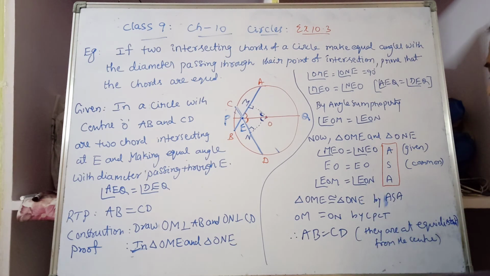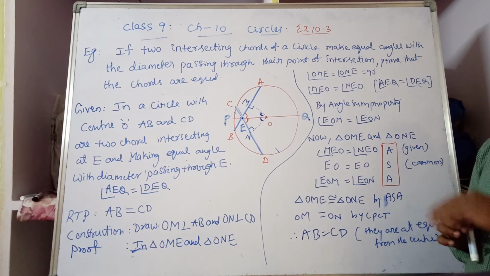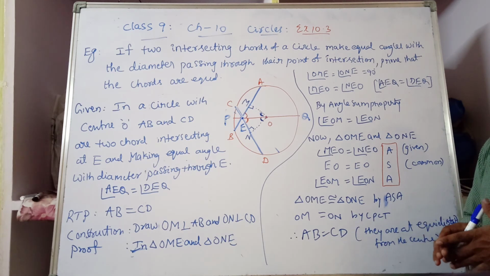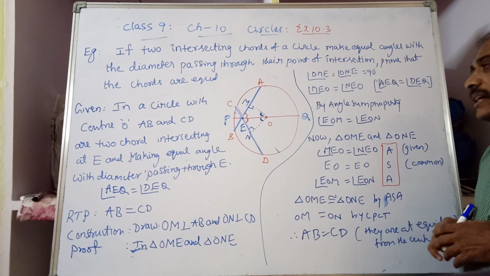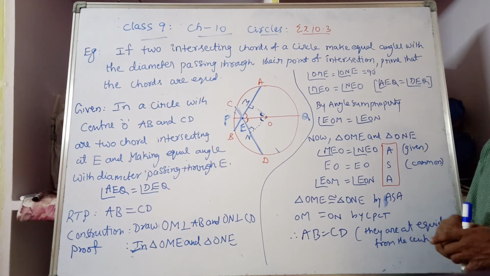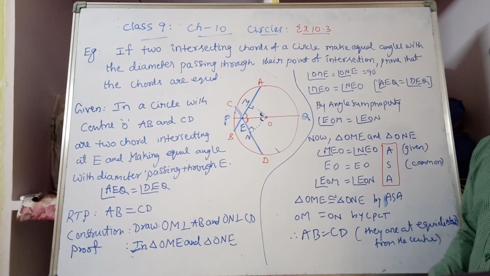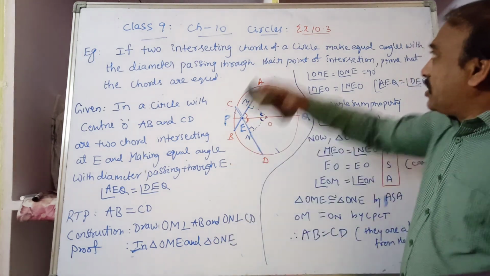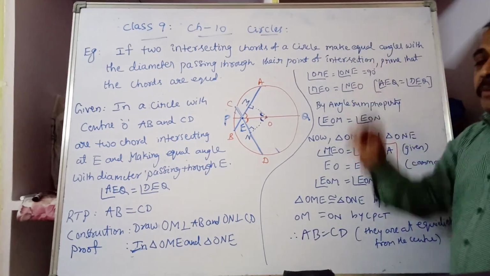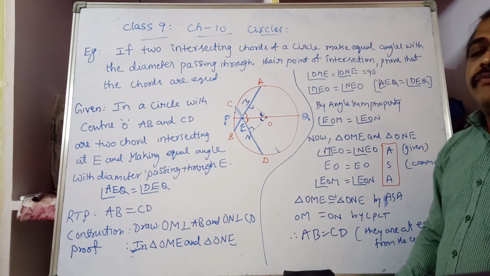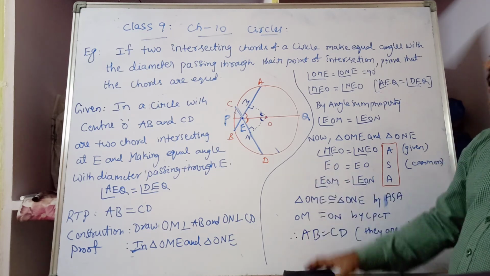So today we have discussed two theorems: 10.6 and 10.7. 10.6 is, if the chords are equal, then they lie at equidistance, and 10.7 is, if the chords are lying at equidistance, then the two chords will be equal in length. Based on that, one example we have finished. And this is not from exercise 10.3, this is just an example. So the previous question we finished is from exercise 10.3, and this is an example.